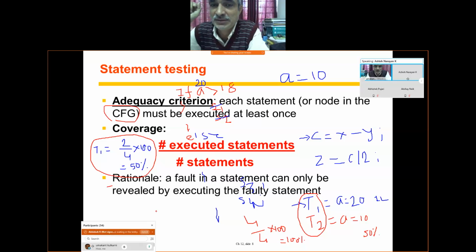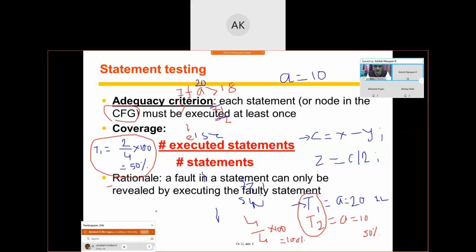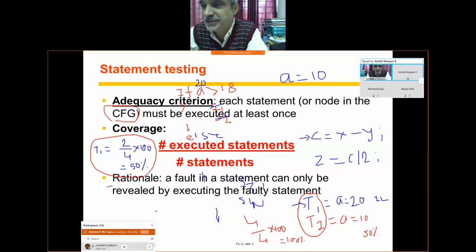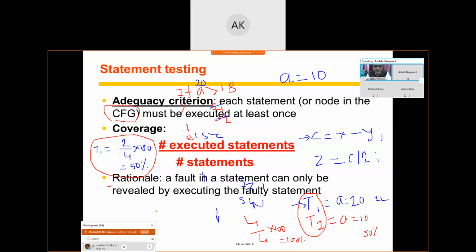First one, statement coverage. Second, condition coverage. Third, decision coverage. So, what was the first one? Statement coverage, 100%. Second one is decision coverage. Third one is condition coverage. Fourth one is path coverage.